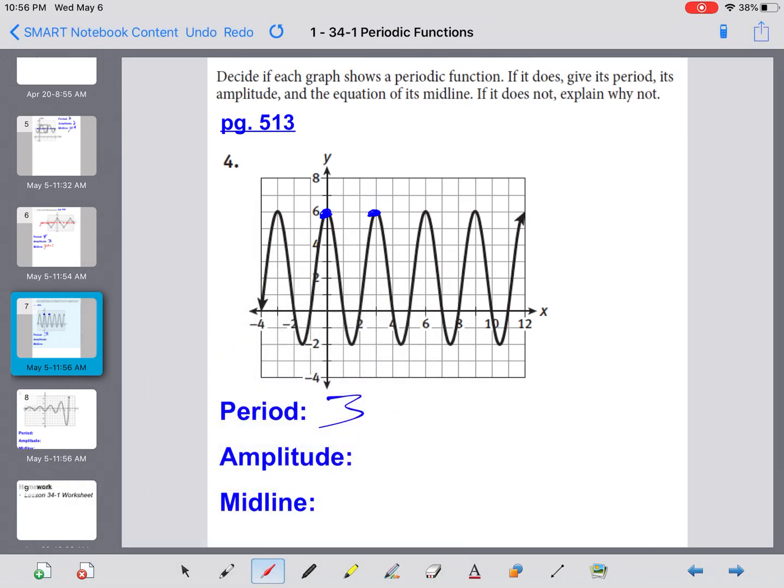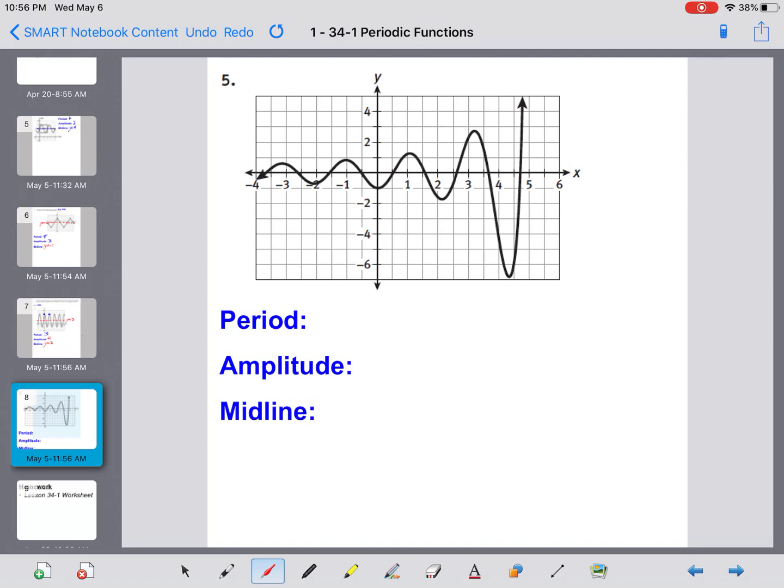For my midline, if I look at where the midlines happen, 6 is my highest, -2 is my lowest. Halfway between 6 and -2 is +2. So y equals positive 2 is my midline. And then once I have the midline, to find the amplitude, I find the distance from the midline to the top and from the midline to the bottom. A good way to check myself here is that those need to be the same. The amplitude is 4 units. So the only one that needs an equation here right now is the midline. We need that to be a y equals equation. It will always be a y equals for right now.